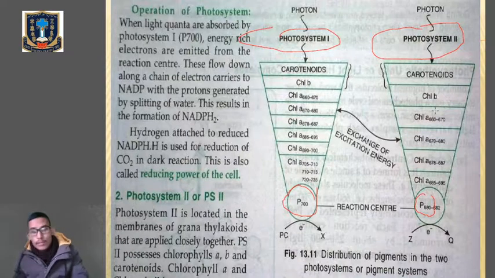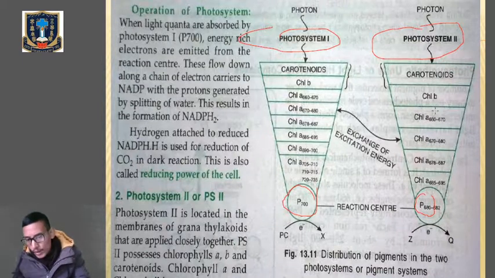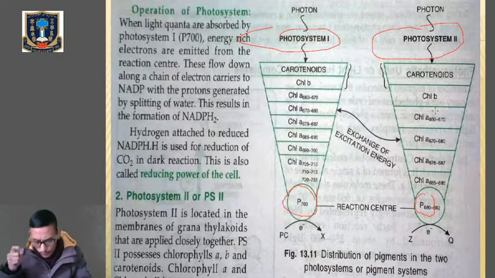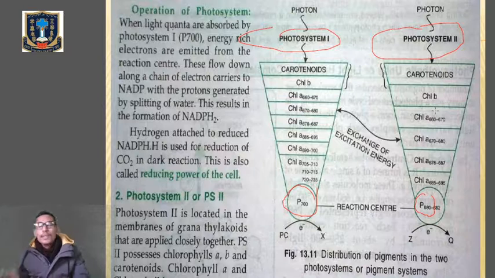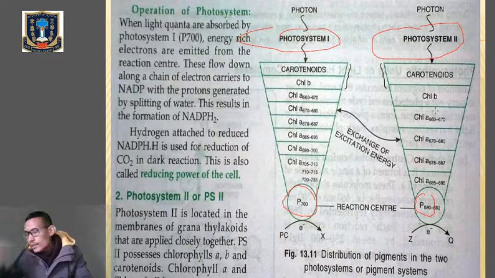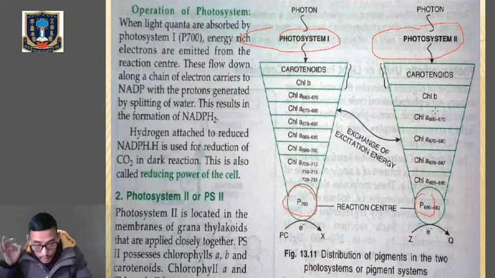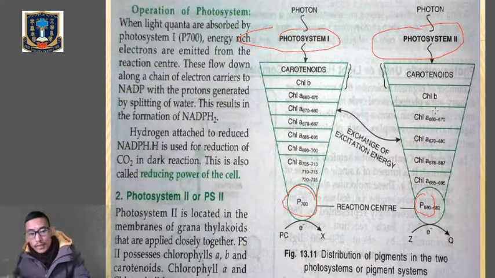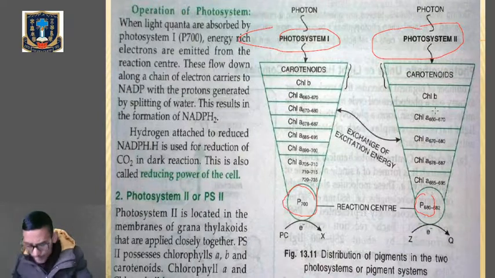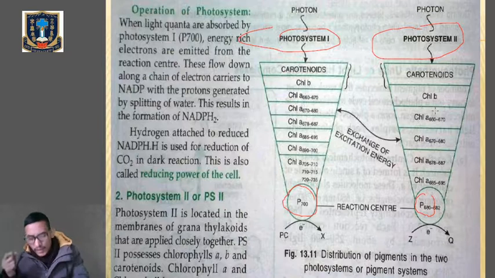Now why is it called P700? Because it absorbs light of wavelength how many nanometers? 700 nanometers. So PS1 has the reaction center of chlorophyll A molecules, and it is called P700 because it will absorb light having a wavelength of 700 nanometers. Okay, and it has a proximal antennae complex of about 90 chlorophyll A and about 12 to 15 carotene molecules.